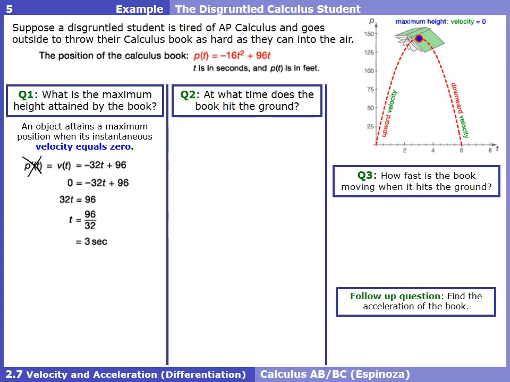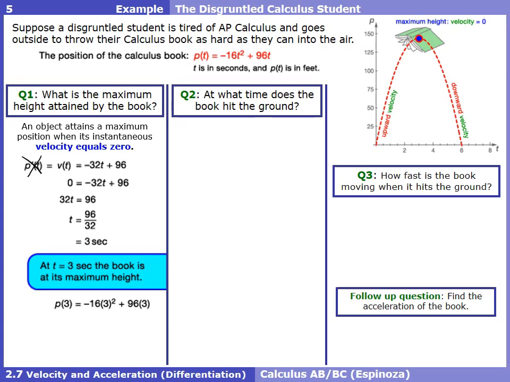But it didn't ask when. The question asks what is the maximum height? What is the height that the book gets to? Well, we know the time when the book gets to its maximum height, so how do we find the position at that time? Well, we're going to take our position function and evaluate it at that time. If we plug 3 into our position function and evaluate that, we'll find that the position of the book at time 3, or the maximum height, is 144 feet.